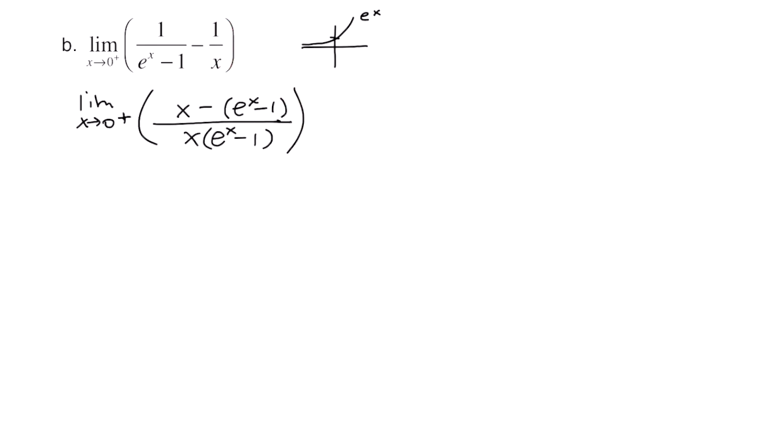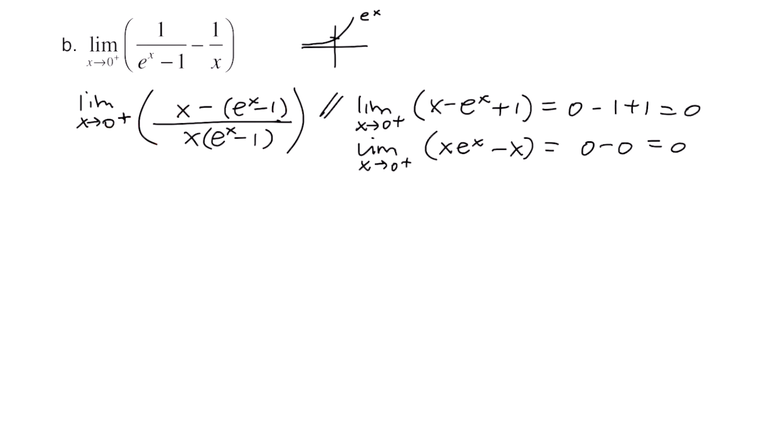Next, I want to check the limit of the numerator and the limit of the denominator as x approaches 0 from the right. So I distributed the negative and got x minus e to the x plus 1, and the limit as x approaches 0 from the right, you get 0.